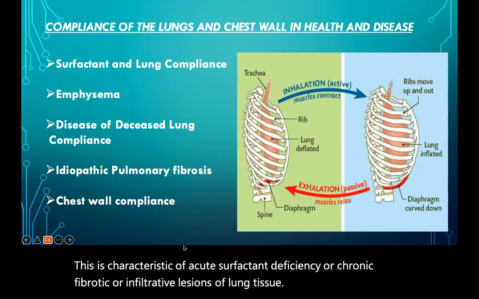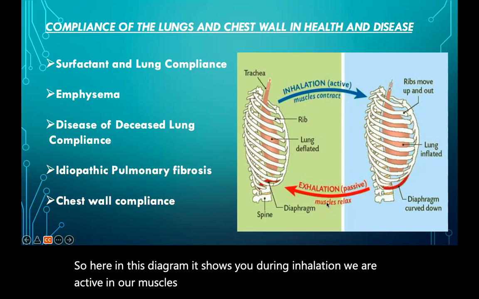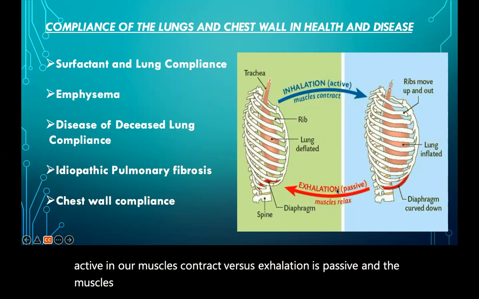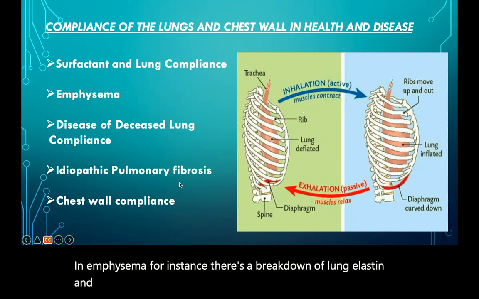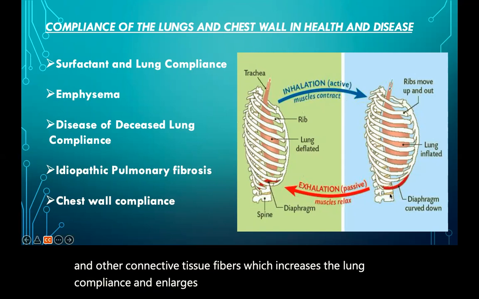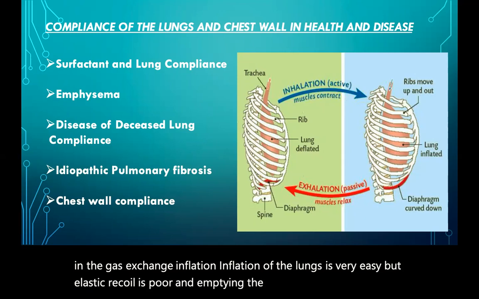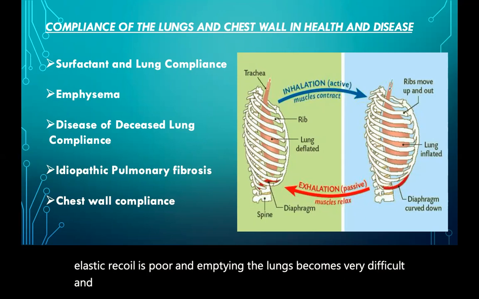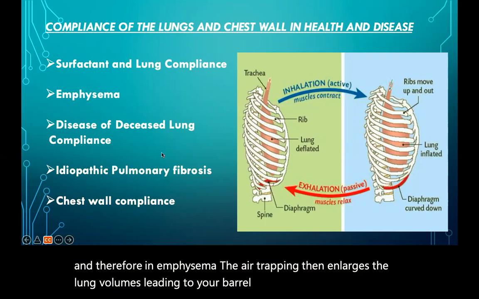So here in this diagram, it shows you during inhalation, we are active and our muscles contract, versus exhalation is passive and the muscles relax. So in emphysema, for instance, there's a breakdown of lung elastin and other connective tissue fibers, which increases the lung's compliance and enlarges the lung air spaces, causing a hampering in the gas exchange. Inflation of the lungs is very easy, but elastic recoil is poor and emptying the lungs becomes very difficult. And therefore in emphysema, the air trapping then enlarges the lung volumes, leading to your barrel chest, right? As we know in our emphysema patients.